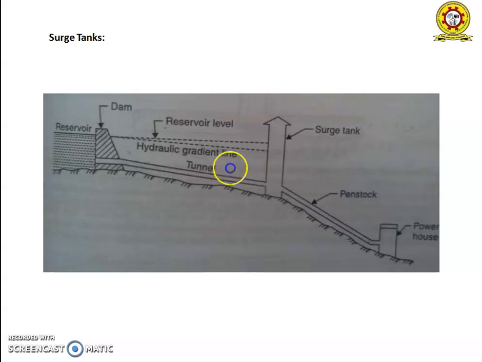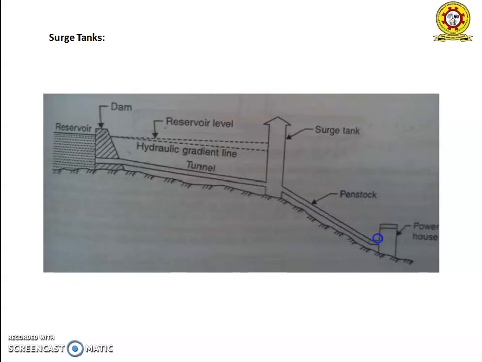From the reservoir, the water is collected in the penstock before the surge tank, or else, due to the back pressure of the turbine, the penstock will get damaged. So the water is stored in the surge tank.